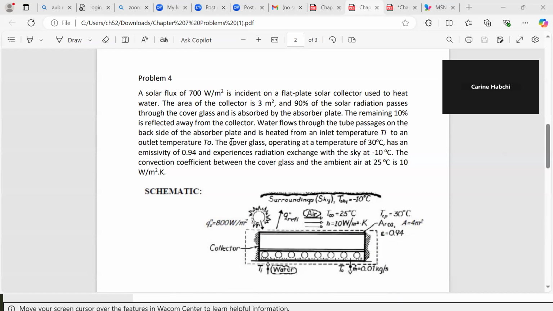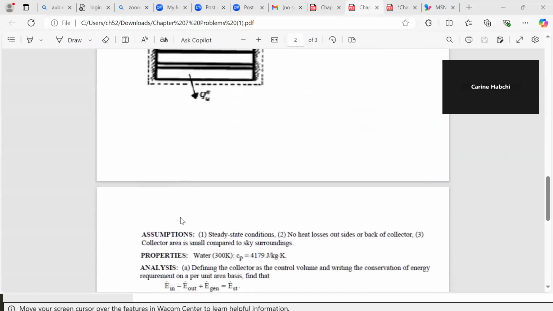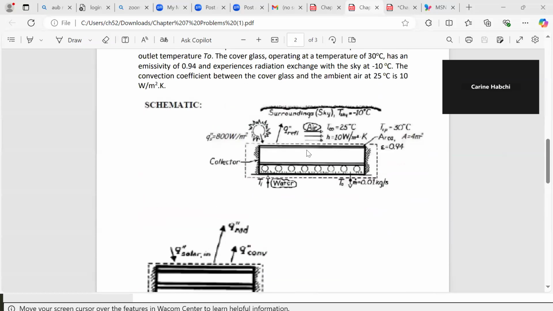The cover glass is operating at a temperature of 30 degrees. It has an emissivity of 0.94 and experiences radiation exchange with the sky at -10 degrees. The convection coefficient between the cover glass and the ambient air at 25 degrees is 10 watt per meter square Kelvin. I need to find first the value of useful heat and the efficiency of the solar collector.